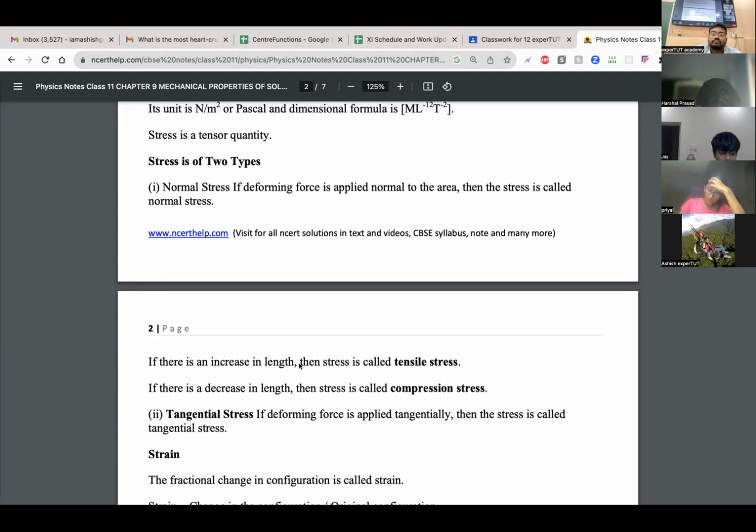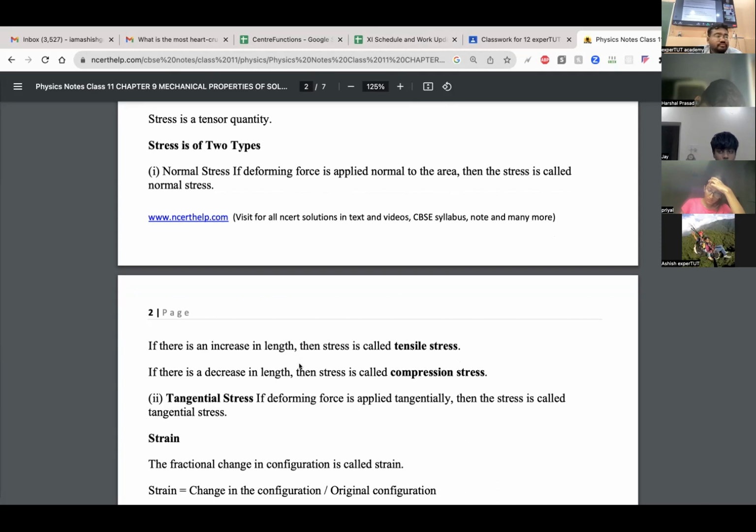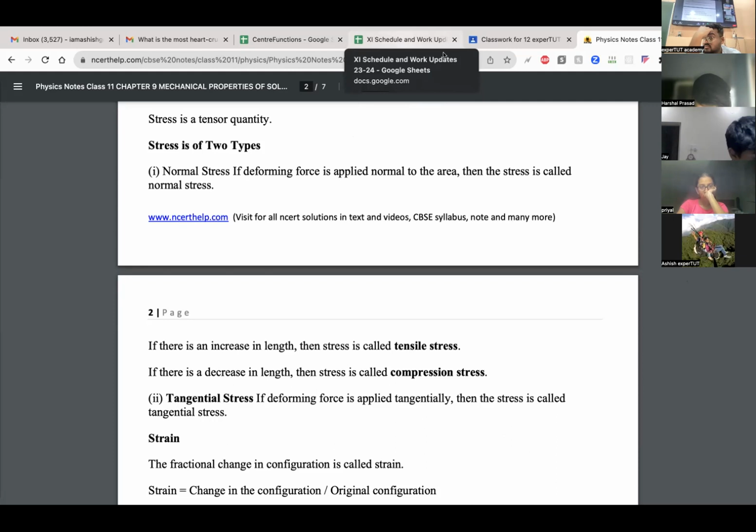You have written this. Okay, now see, you have written till tangential stress, right? Tangential stress. Written, okay. Online people, you have written till tangential stress.